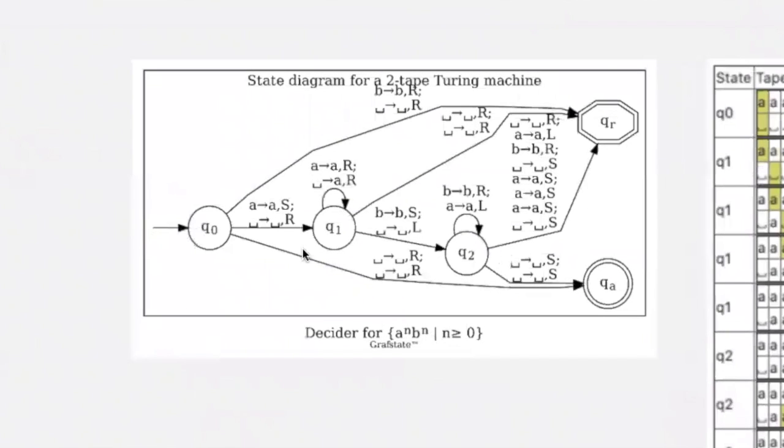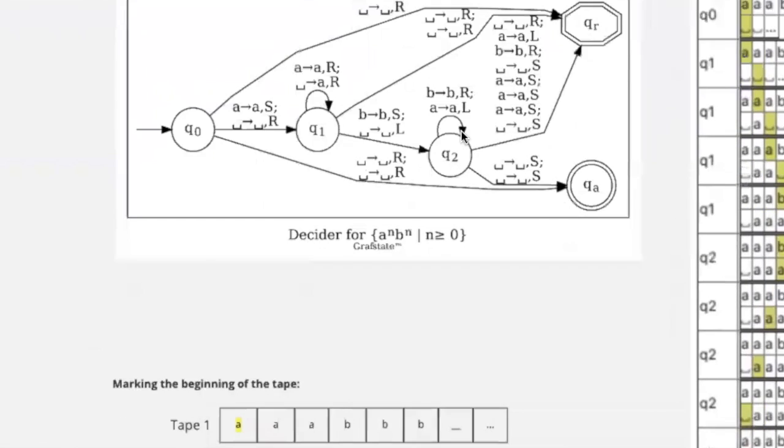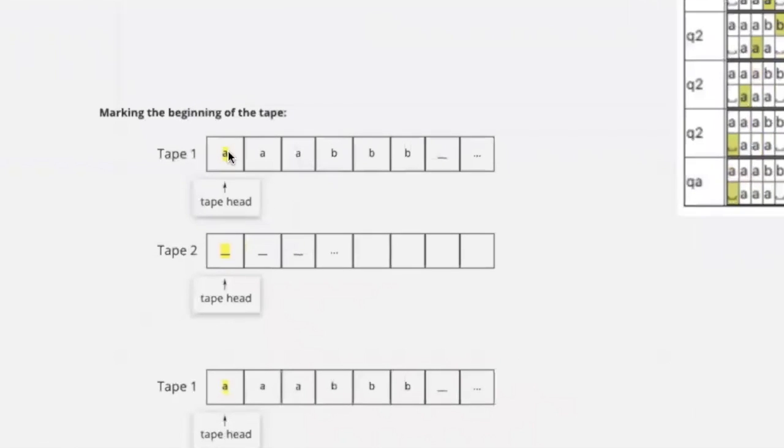We can see that the transitions here look a little different than the transitions for the single tape Turing machine. Here, because we have 2 tapes, we have to tell each of the tapes what to do during each transition. That's why we see 2 transition statements on each transition arrow. So when the program first starts, this is what the 2 tapes look like. Tape 1 has the input string on it, and tape 2 is empty.